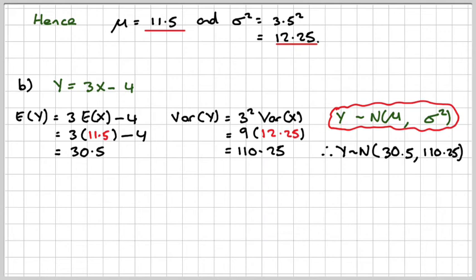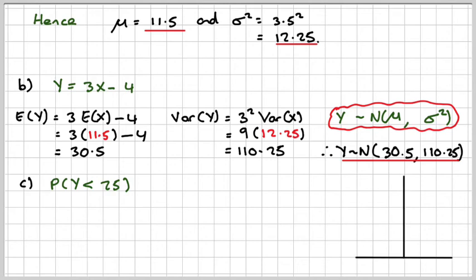And then for part C, we need to find the probability that y is less than 25. Now, I like to draw a diagram when I do this. So I've got 30.5. Sigma is the square root of 110.25 because this is the variance, and I want the standard deviation for the calculator, which actually gives a nice value of 10.5. I want less than 25, and I've got to find that area here using the calculator.